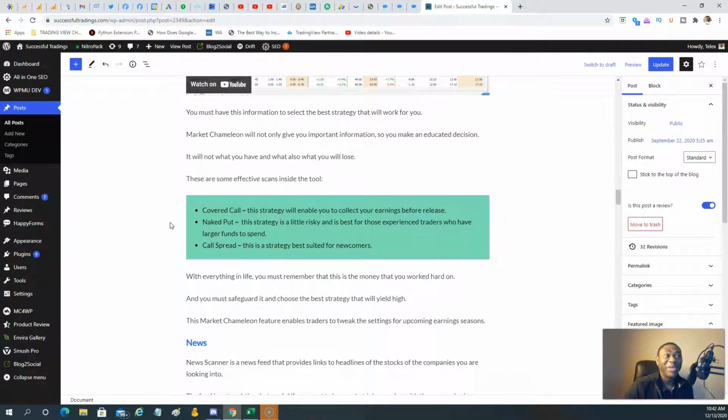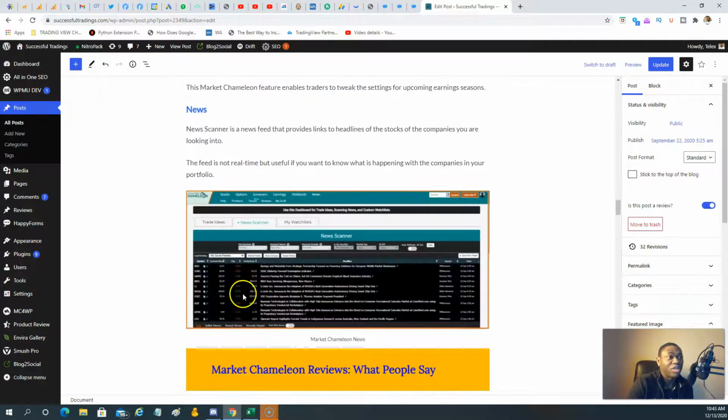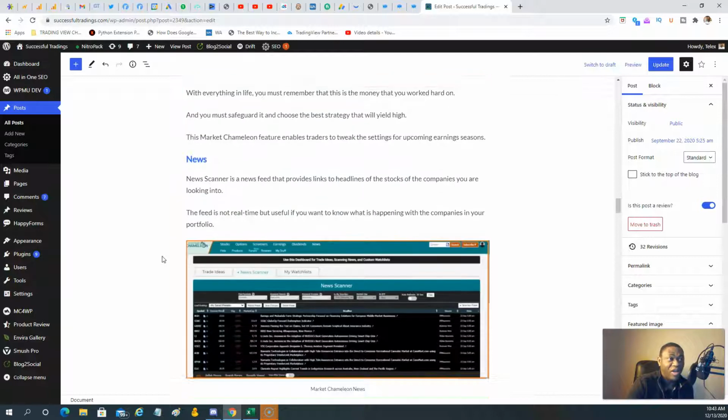So for us, the strategies that we usually trade are basic calls and puts, but this tool, for instance, will be scanning for all of these other, more complex options. So covered calls, naked puts, and call spreads are things that they will make suggestions on. You don't have to search per se, right? So Market Chameleon will not only give you the information, so you can make that informed decision. And then there is news. Let's say you have a company that you're interested in, you will be apprised and can receive alerts on that.